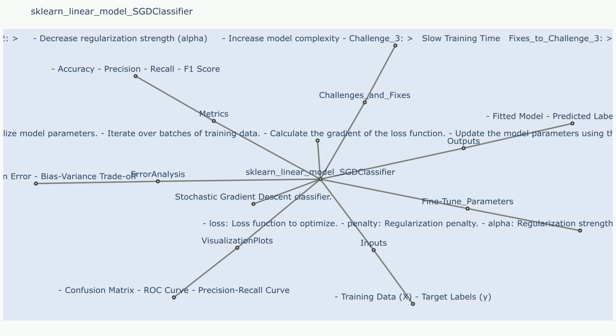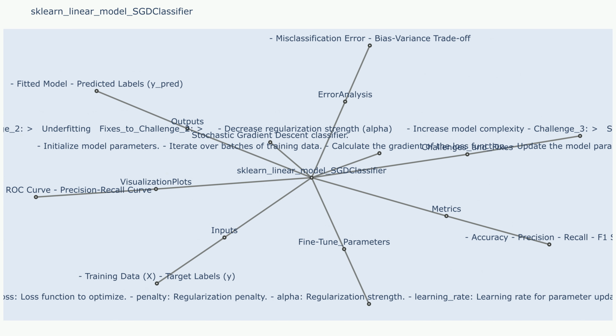Outputs. Model. This is the trained SGD classifier model. You can use this model to make predictions on new data points. Predicted labels. This is the output of the predict method, which provides the class labels predicted by the trained model on new data.